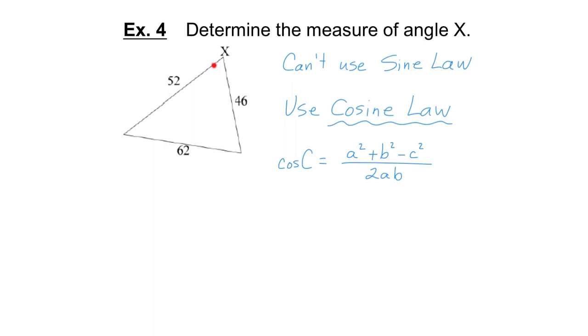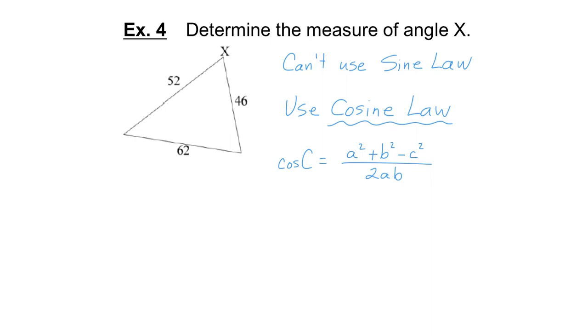For us, we're trying to find angle X. The opposite side is 62. So that 62 has to go in this spot in the cosine law. A and B are just the other two sides, 52 and 46. It doesn't really matter which one you put where, as long as you use both of those other sides in the A and B positions.